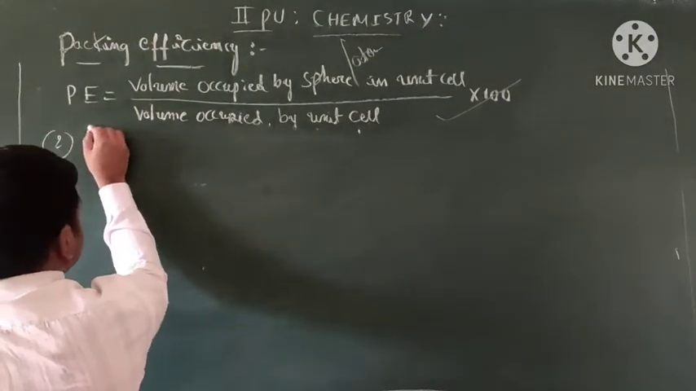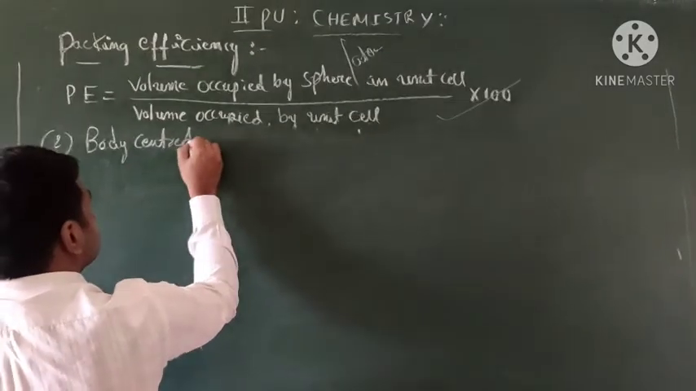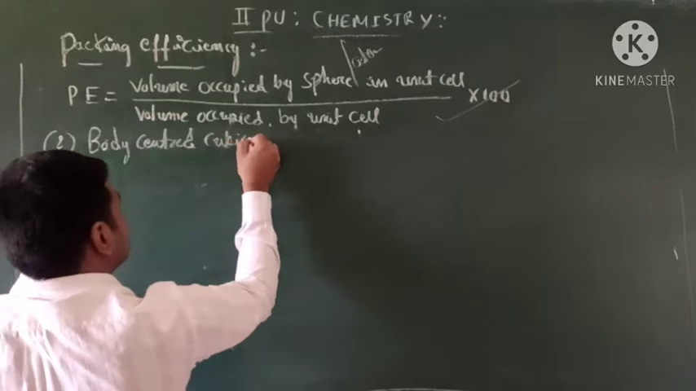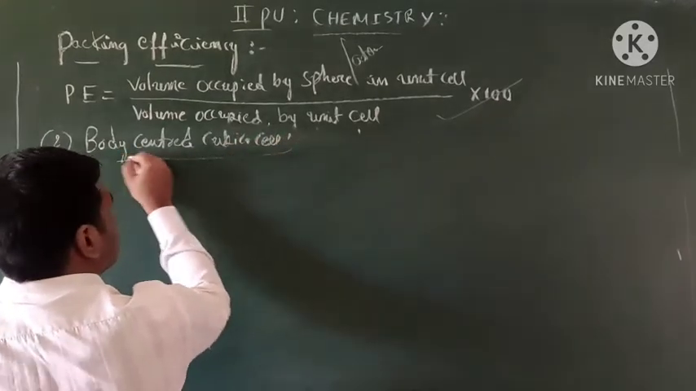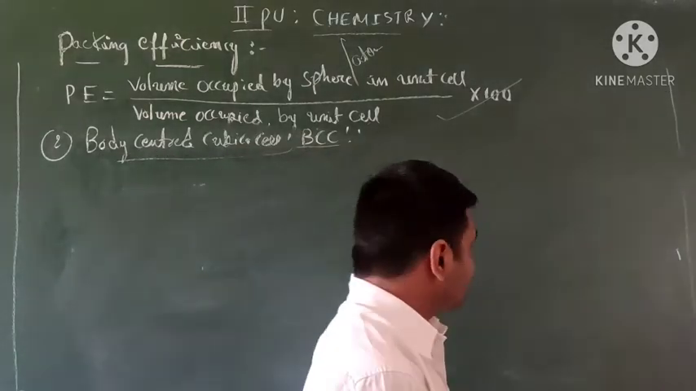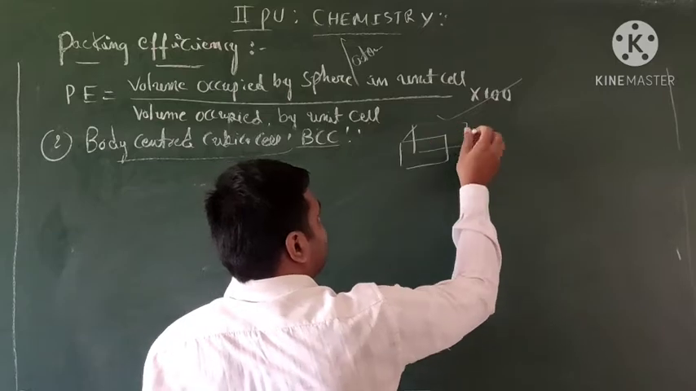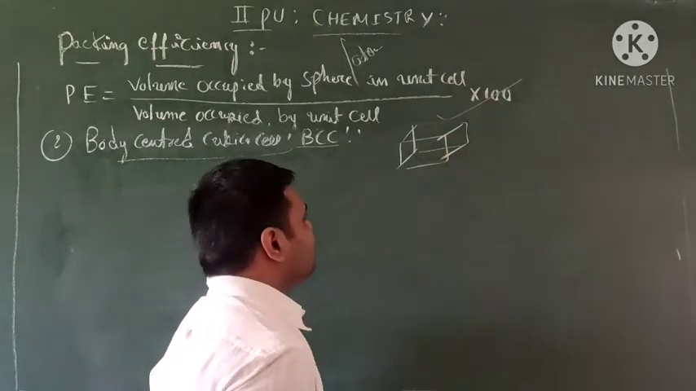Second one: the body centered cubic cell, which we call BCC. Okay, students, so now the structure of BCC. How can you draw the structure, right?